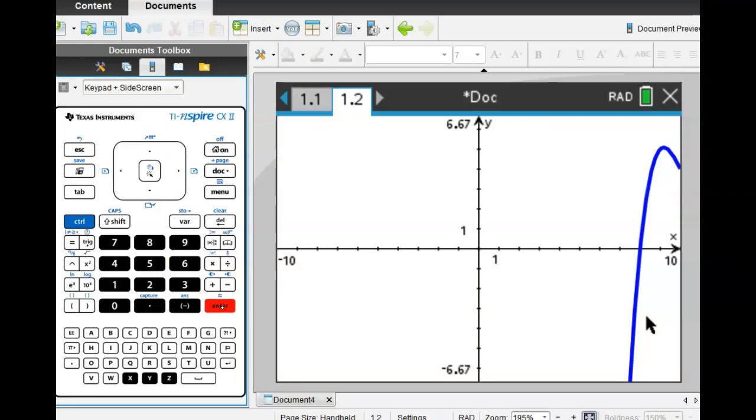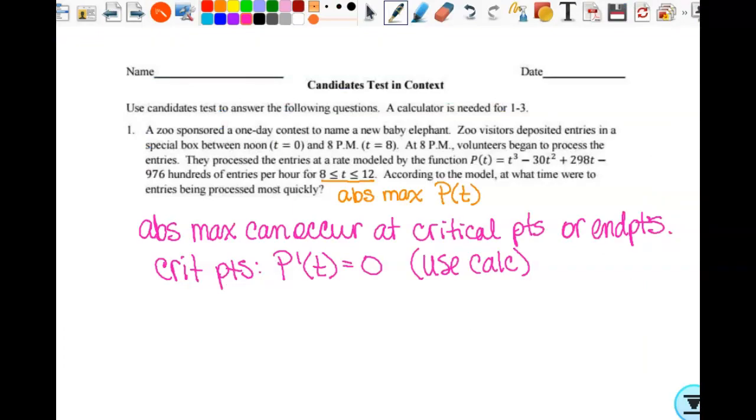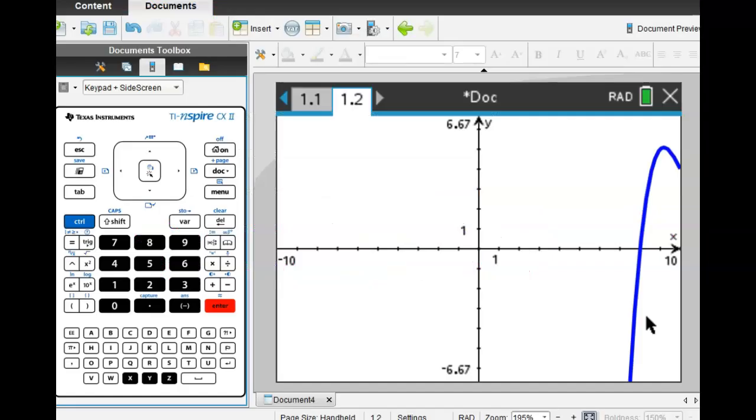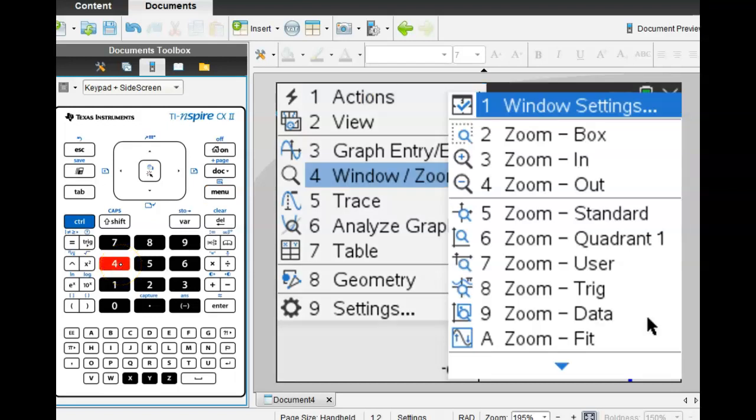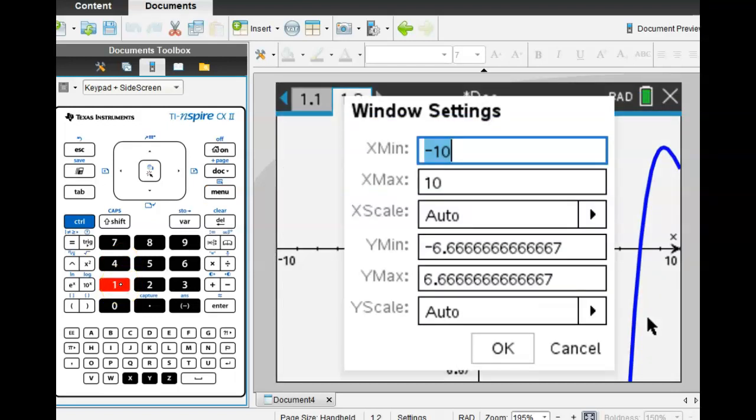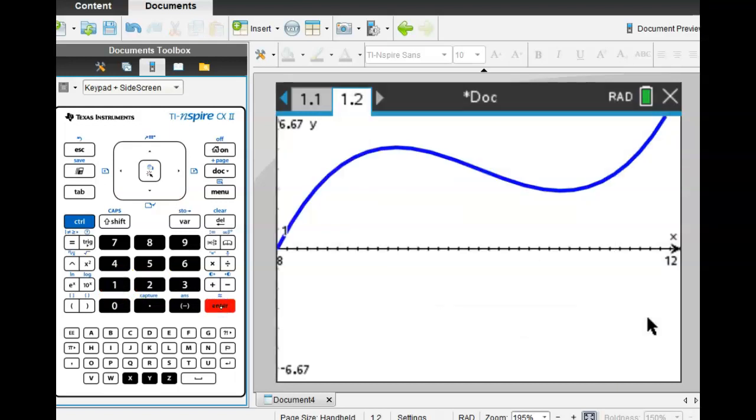Way over there. All right, but remember, do I want the zeros of this function? What am I looking for the zeros of? F prime. Okay, so I want to come back over here. I need to fix my window. Would you agree? Yes. What can I fix my window to? 8 to 12. It tells me. So I hit menu, 4 for window zoom. My window settings is number 1. It literally tells me to go from 8 to 12.